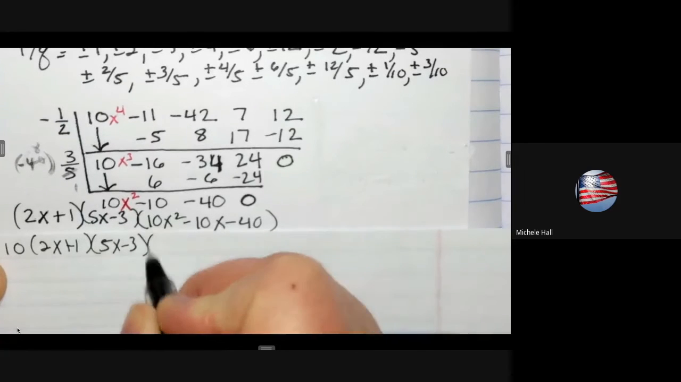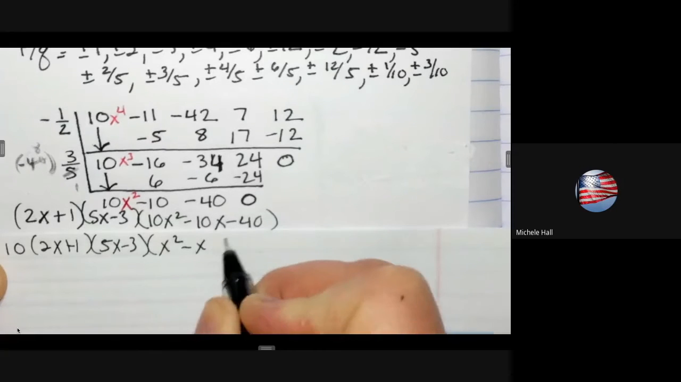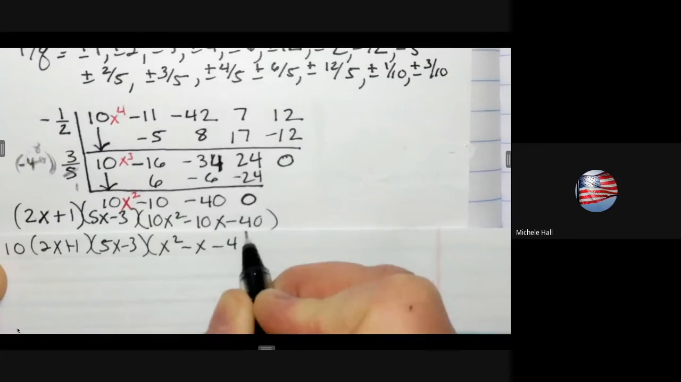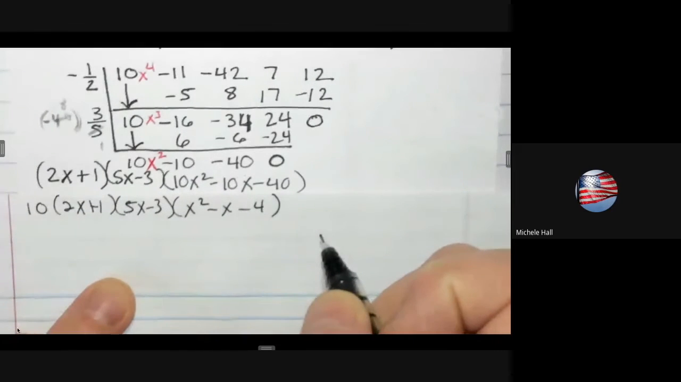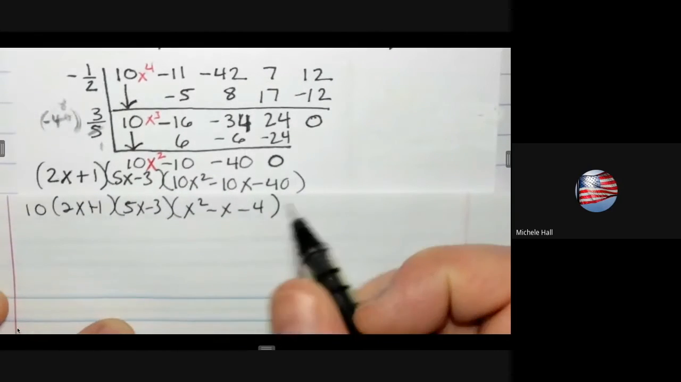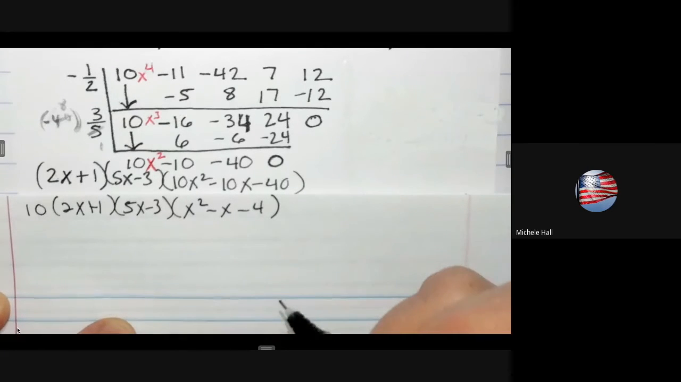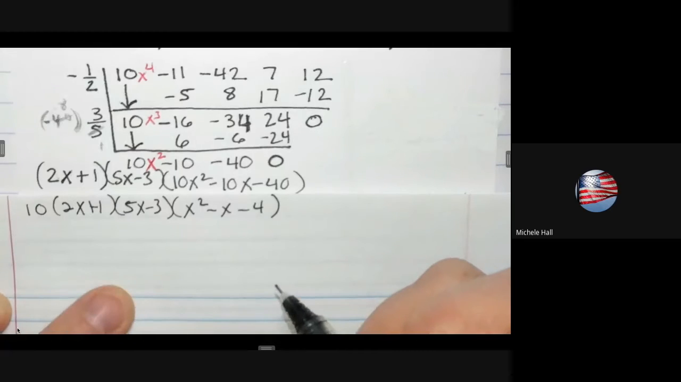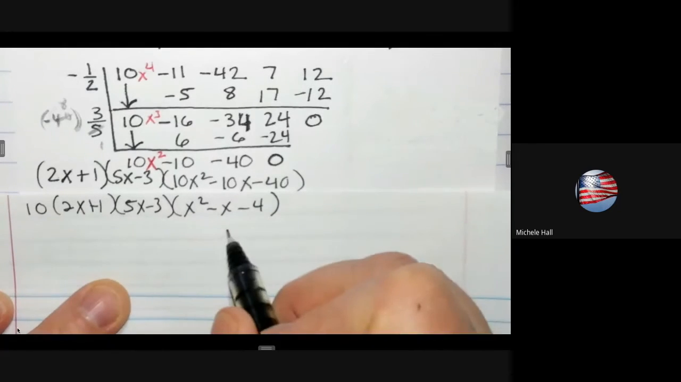And that leaves x squared minus x minus 4. We are looking for factors of 4 that are going to add to -1: 2 and 2, 4 and 1. This is not going to factor, so we're going to have to use the quadratic formula.